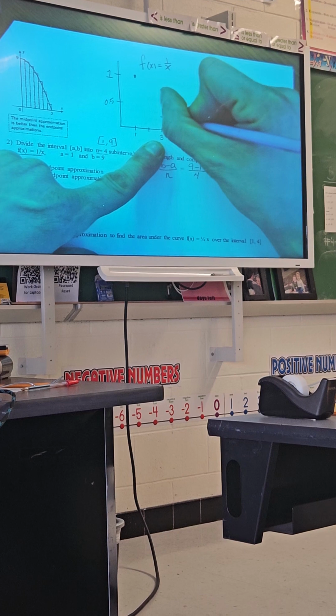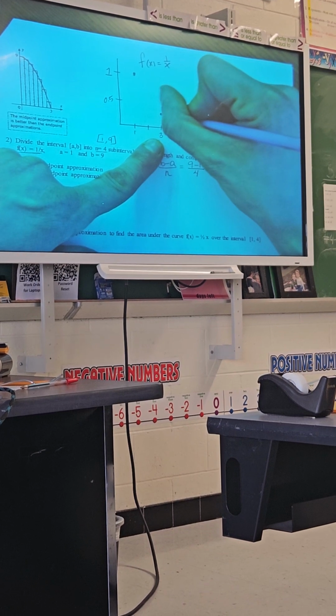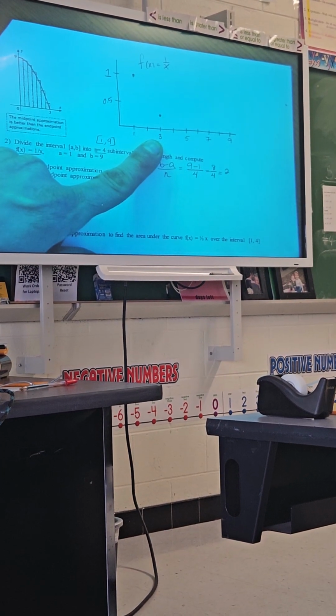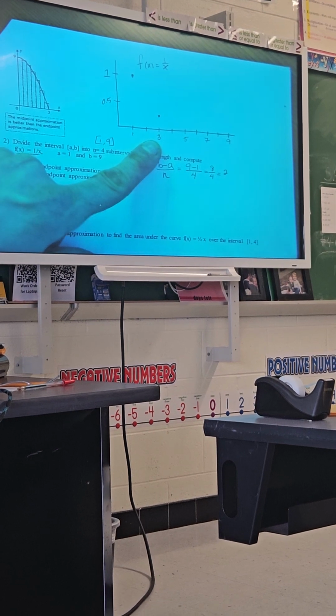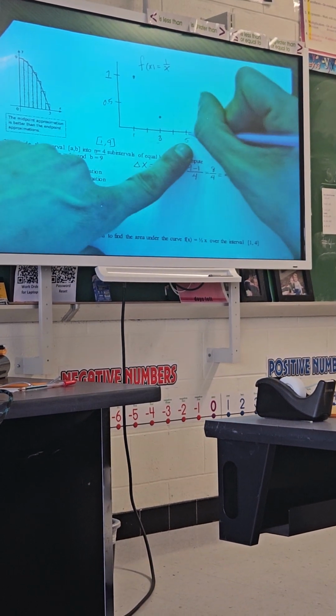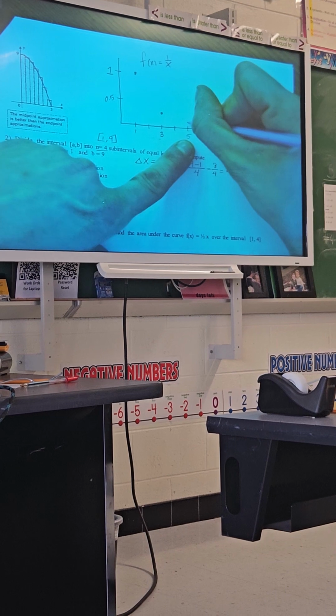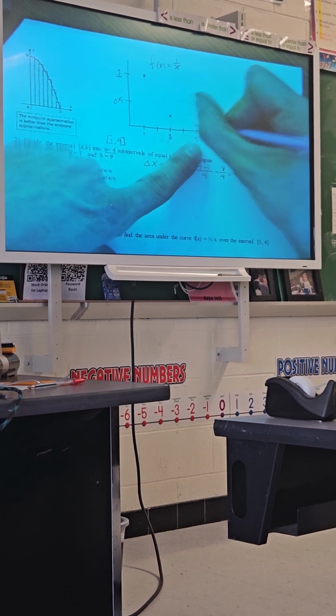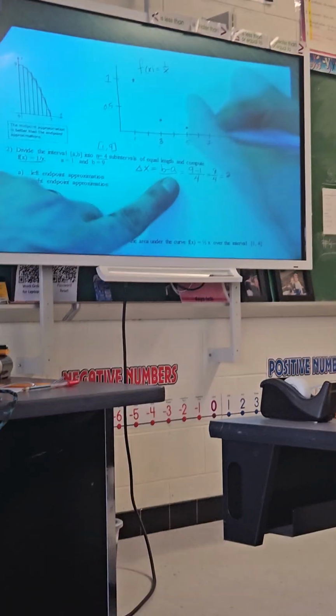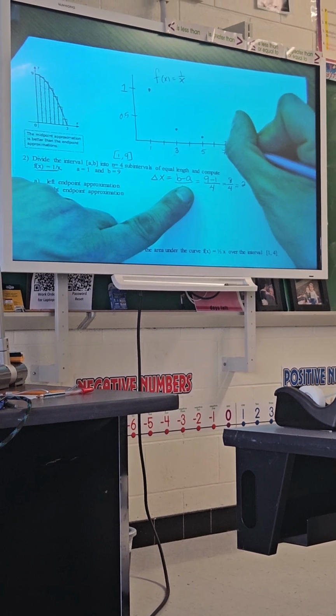When I plug 3 in, I'll get 1/3. I don't know, somewhere around right there. Less than a half. When I plug in 5, I'll get 1/5, which is like 20%, 0.2. It's a little bit smaller. Yeah, it's the height. 1/7.